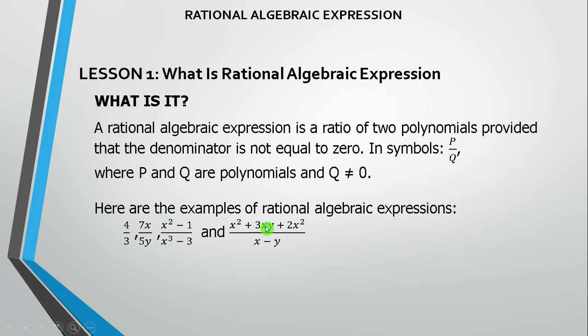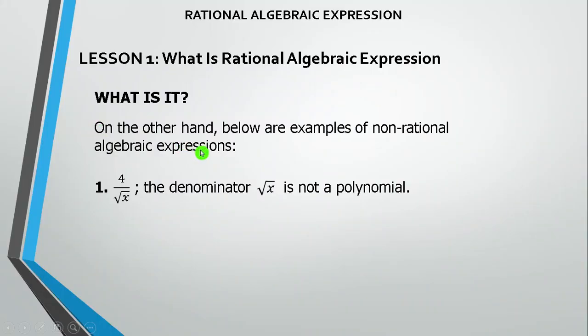Okay, so here are the examples of rational algebraic expressions. We have here 4 over 3. So this is a rational algebraic expression. We have also 7x over 5y. Okay, rational algebraic expression. We have here also x squared minus 1 over x cubed minus 3. And x squared plus 3xy plus 2x squared over x minus y. Okay, so these are the examples of rational algebraic expressions.